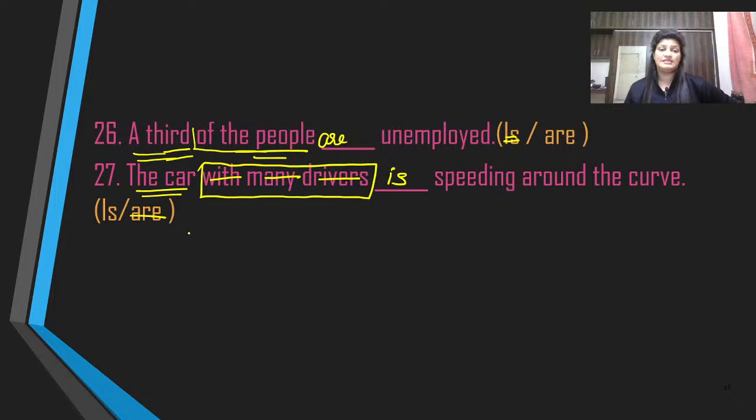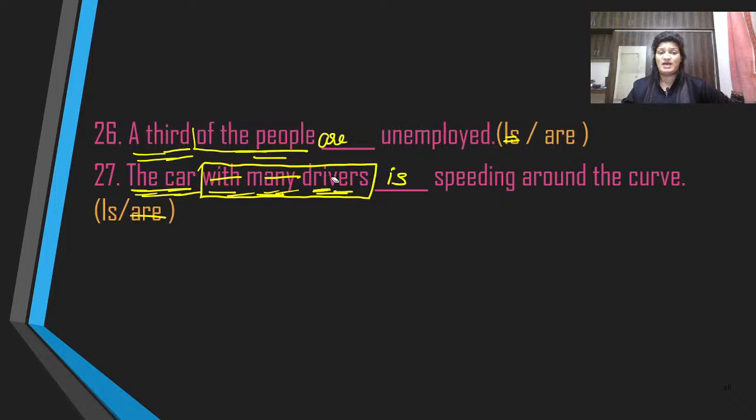No, Tanu, that's what this is. With many drivers is our prepositional phrase. A car with many drivers is speeding around the curve. Well, maybe inside the car there were many drivers, switching here and there. I just wanted to make a statement, just to bring the concept out of a car, and also to bring the concept of plural and singular, just to make sure that you understand. Speeding around the curve.